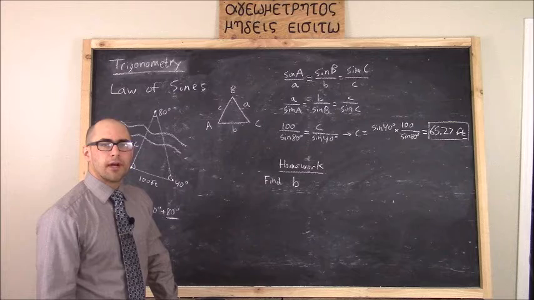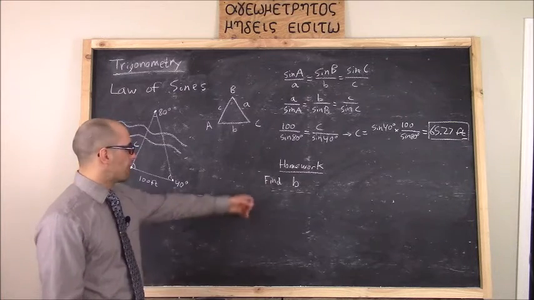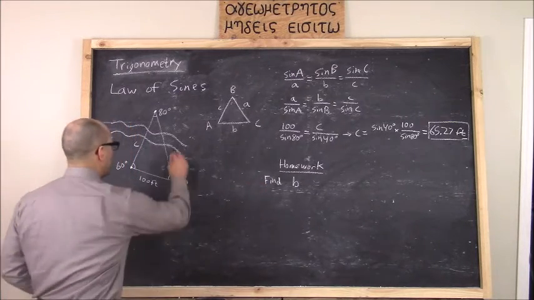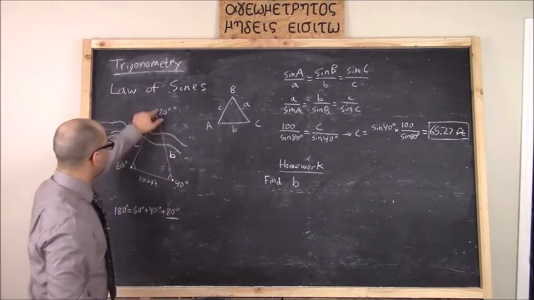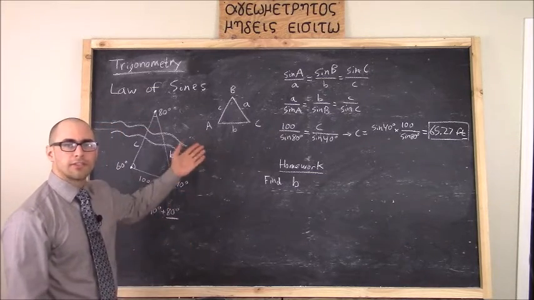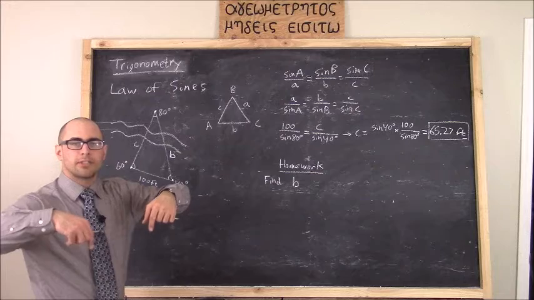Well, that was simple enough. For your homework, I'd like you to find side length b, where b is this distance here, using the law of sines. Put your answer in the comment section below.